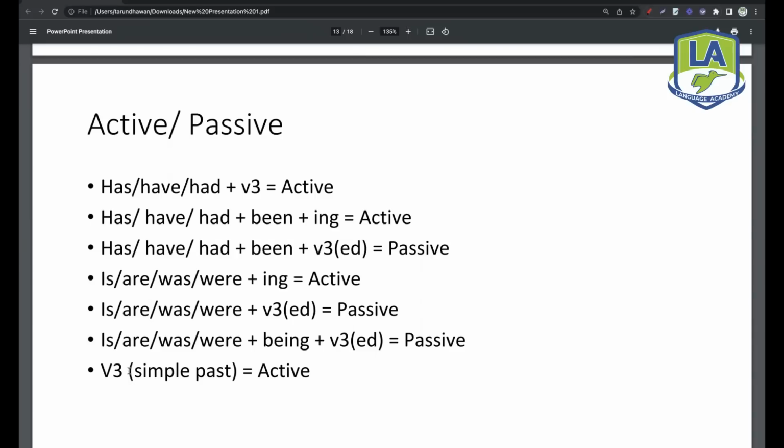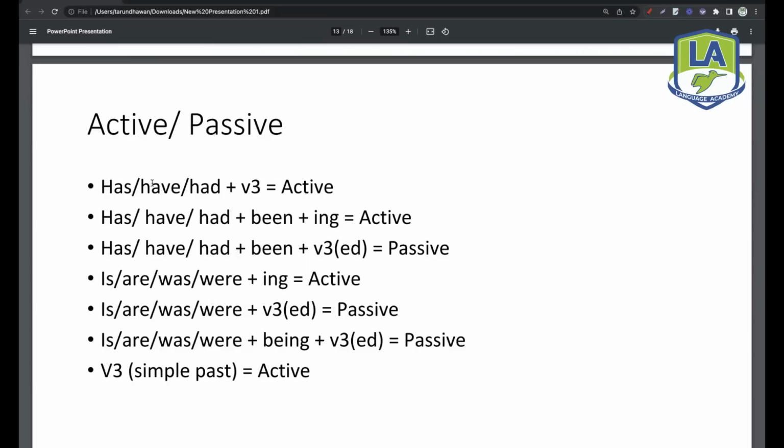One another aspect on which we get blanks in the exams, around 2 to 4 marks of the blanks are based on active passive. So it is also a technical aspect. So we have tried to simplify it for you. What you can do is you can learn this particular slide, that what is active and what is passive. You can just learn it.